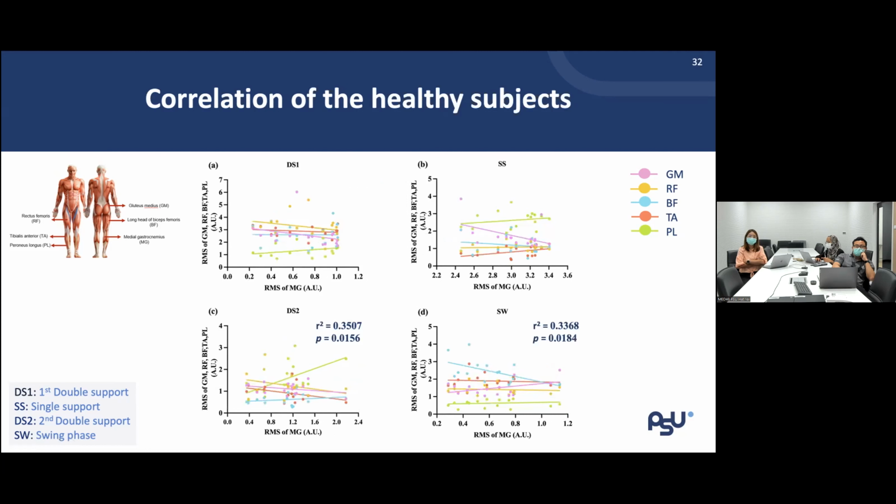And here is the correlation of the muscles in the healthy subjects. I found correlations in the second double support and swing phase. In the second double support, the medial gastrocnemius had a positive correlation with the peroneus longus. And for the swing phase, the medial gastrocnemius had a negative correlation with the biceps femoris, you can see from the blue. So that's all my result.